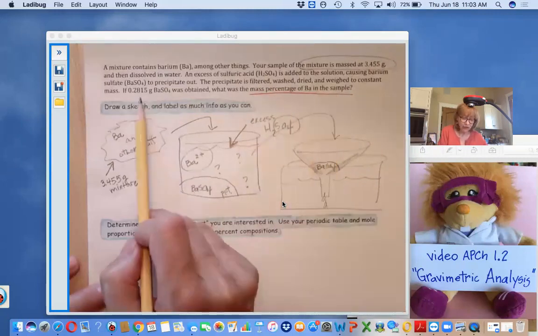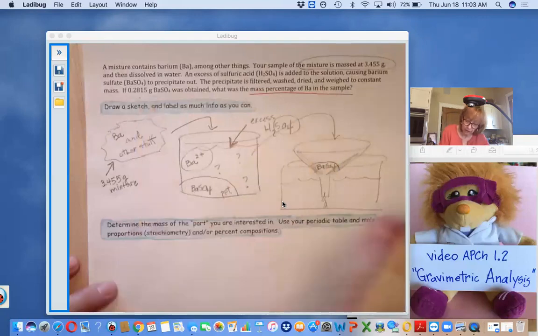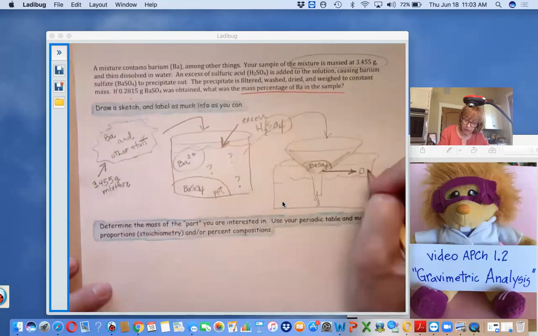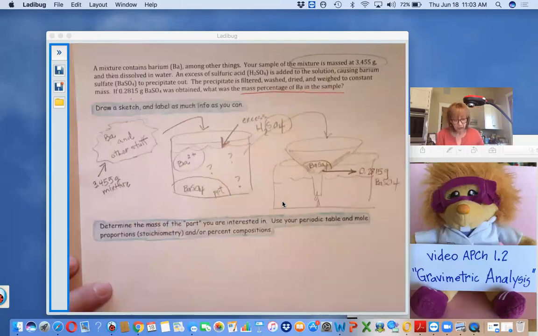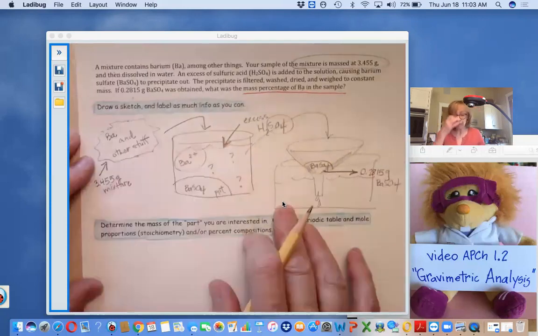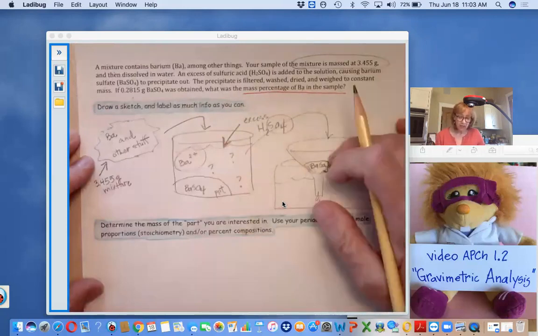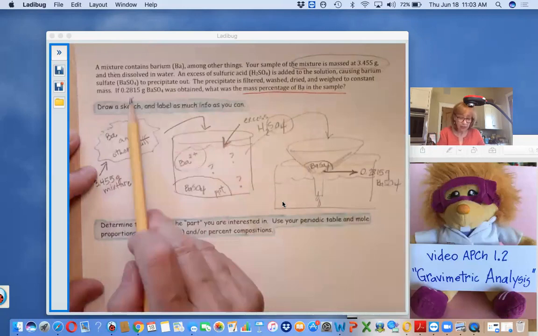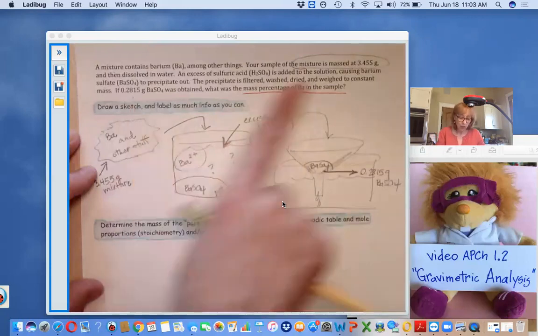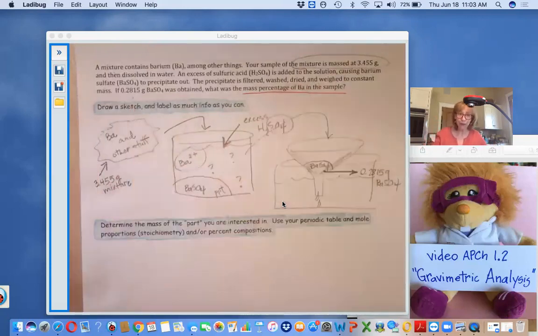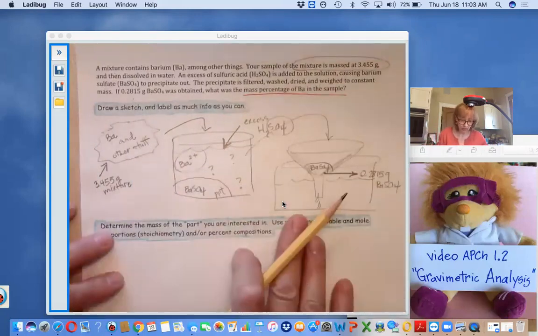And then it turns out that that barium sulfate precipitate has a mass of 0.2815 grams barium sulfate. All right, that took a few minutes to do all of that sketching, but I really do feel that's a very valuable step. It allows you to identify what all of the numbers are, to have a visual of where those numbers belong and what is going on in the procedure.